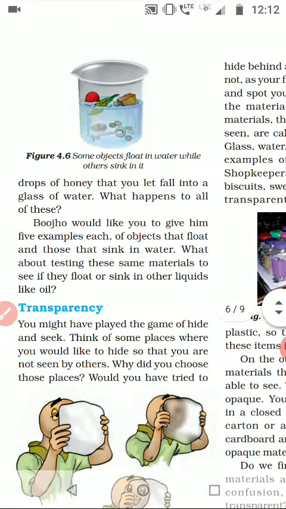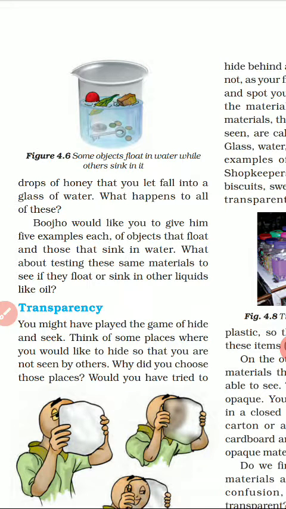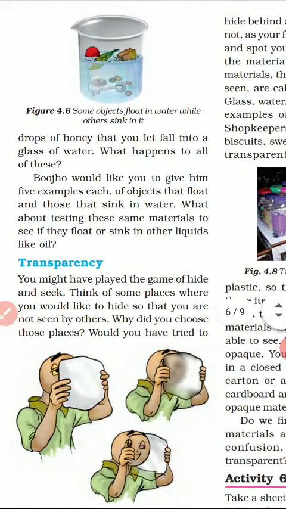In this video, we are going to study grade 6, chapter 4, page number 31 and 32, transparency. As we have seen earlier in this chapter, how we can group things and what are the properties or characteristics by which things can be grouped, whether they float, sink, soluble, insoluble, all those features we have seen. In this video, we will be seeing about transparency.